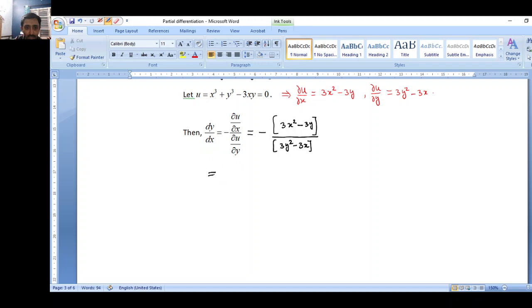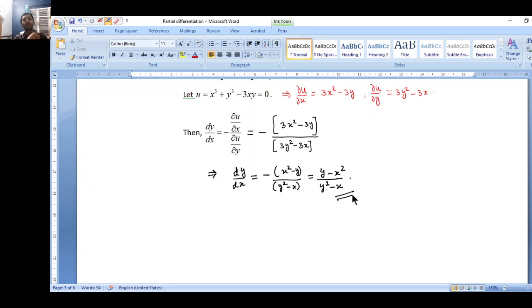Of course, I can simplify this a little further. So if you have time in the examination, probably you can try simplifying this. So this is minus of, so if I take 3 common, I can cancel it off and I will be left with minus of x square minus y divided by y square minus x. Or this, if I take minus inside, this would be y minus x square divided by y square minus x. So this will be the required expression for dy by dx.